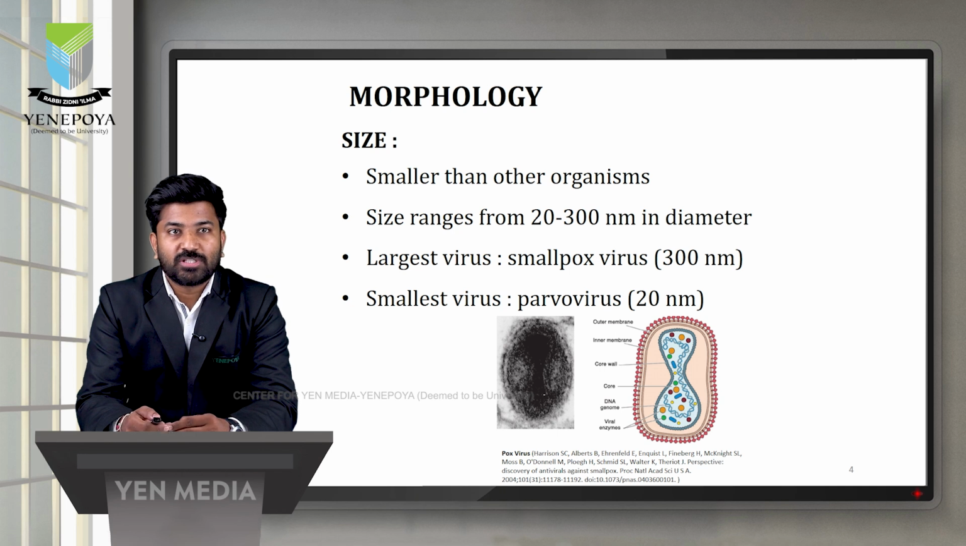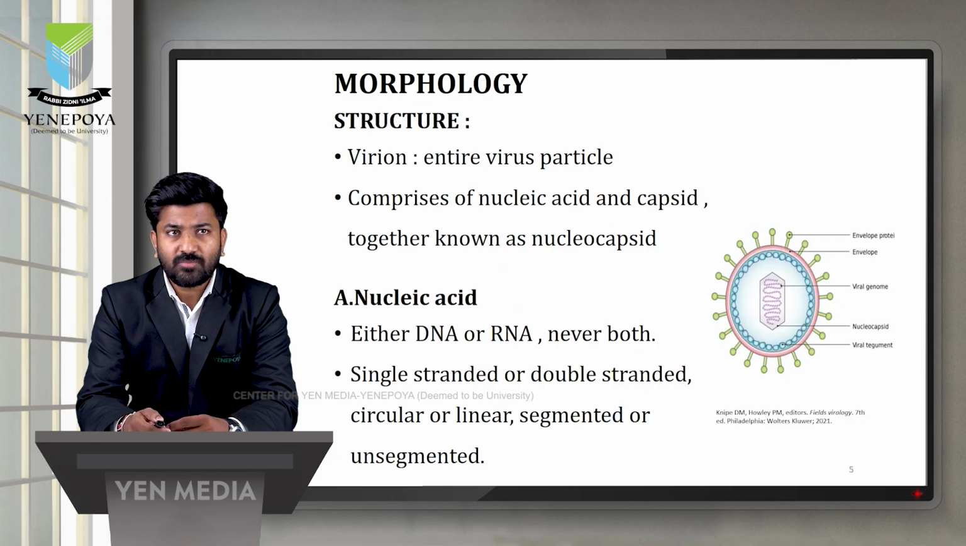Let's look into the morphology. If you look at the size of the viruses, the size varies from 20 to 300 nanometer. The largest virus is about 300 nanometer, which is the smallpox virus, and the smallest virus is parvovirus, which is about 20 nanometer. So, viruses are very small organisms, smaller than the bacteria.